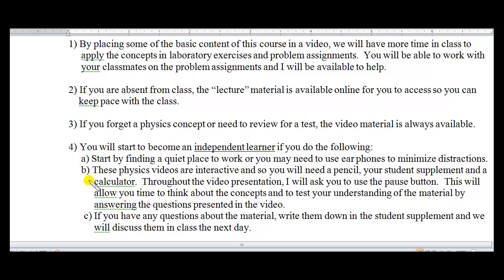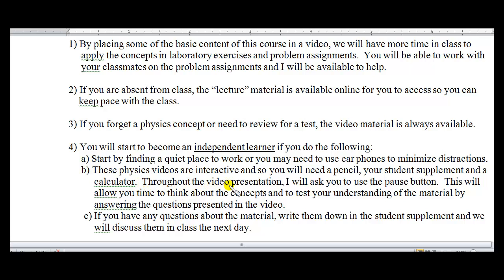A second aspect of becoming an independent learner is that these physics videos are interactive, and so you will need a pencil, your student supplement, and in some cases a calculator. For those who are not actual students of mine, you won't need a student supplement, but I highly recommend that you get some paper so that you can write down the answers and do the calculations as a means of checking your understanding of the material that is presented.